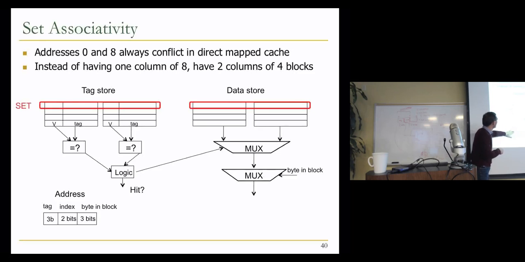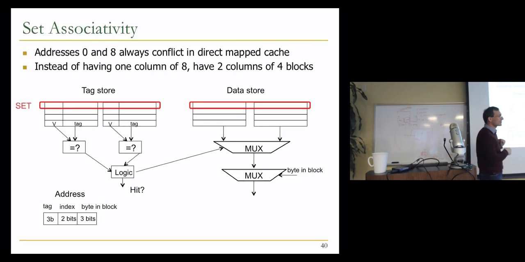Okay? And now your address looks like this. You still have the byte and block, but remember, we organized this as 2 ways of 4 indices, so your index has become only 2 bits because there are only 4 possible indices. You still have the same cache size in terms of the data store because each of those indices stores 2 blocks. But now your tag has become bigger, right? Because you need to be able to distinguish between these 2 blocks that are stored in the same index. Make sense? And your tag is 3 bits right now.